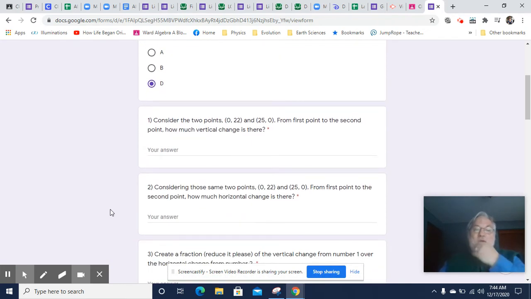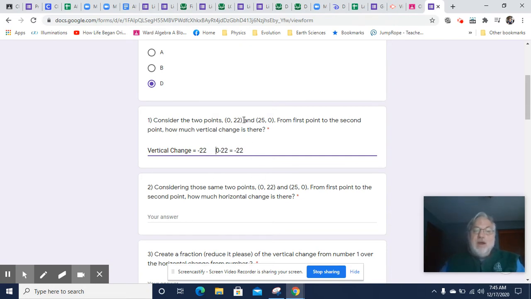And considering these 2 points, what is the vertical change from the first point to the second point? If we're going from the first point to the second point, what you want to do is subtract the y value of the first point from the y value of the second point. So we need to do 0 minus 22, which is simply negative 22. So the vertical change equals negative 22.